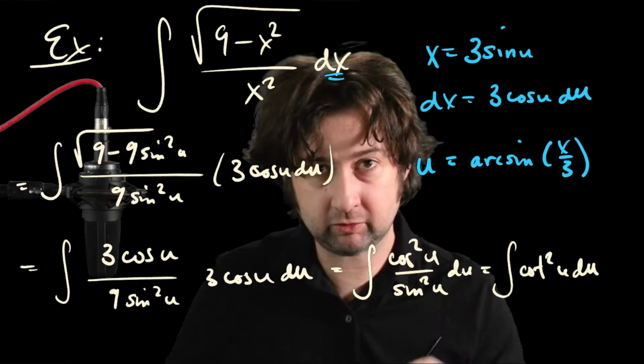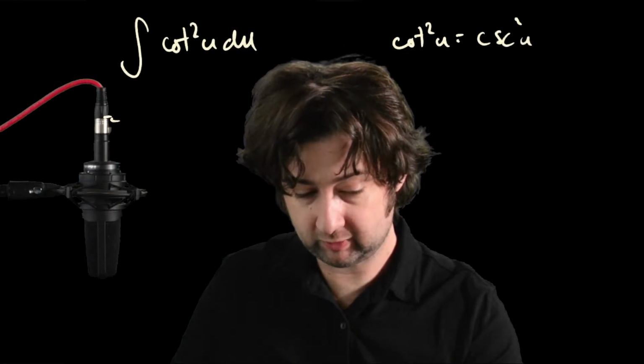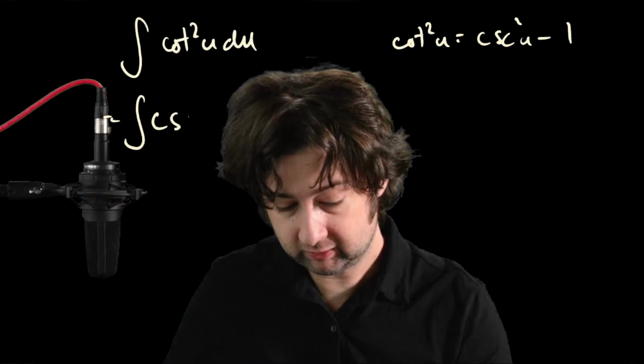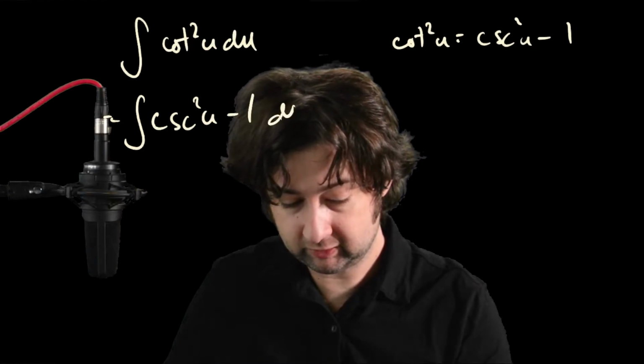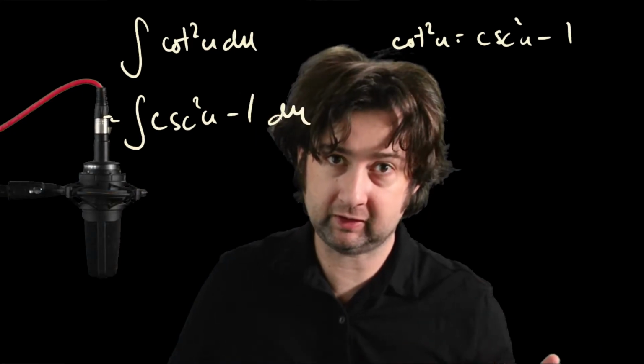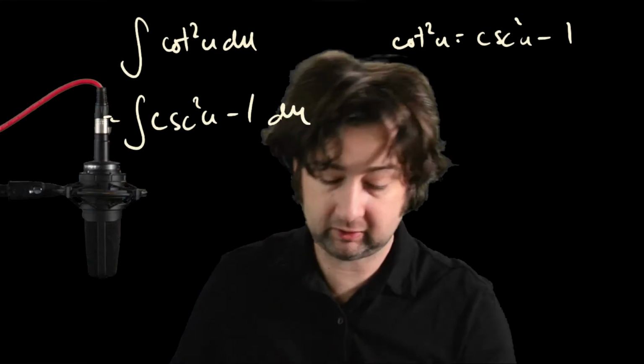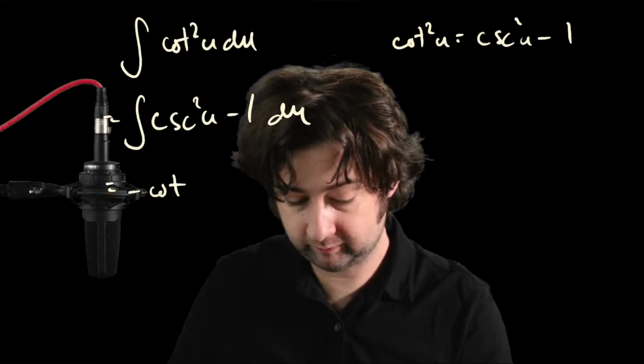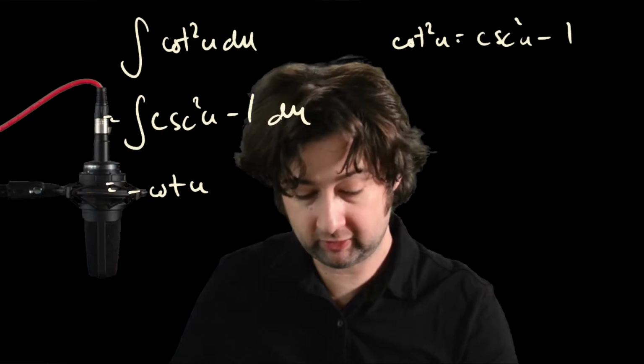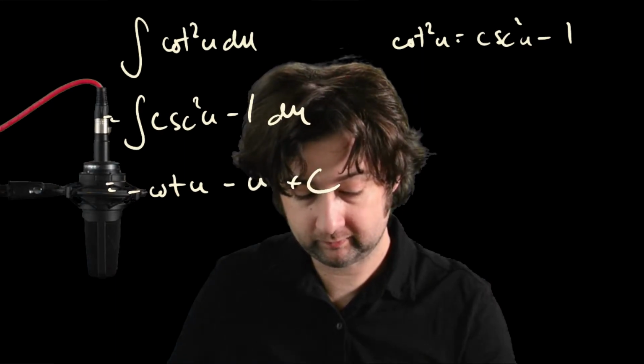And that will give us integrals we can solve. So if we use the identity that says that cotangent squared of u is equal to cosecant squared of u minus 1, then this integral becomes the integral of cosecant squared of u minus 1 du. And I know the integrals of both of those things. The integral of cosecant squared is minus the cotangent, and the integral of 1 is u.